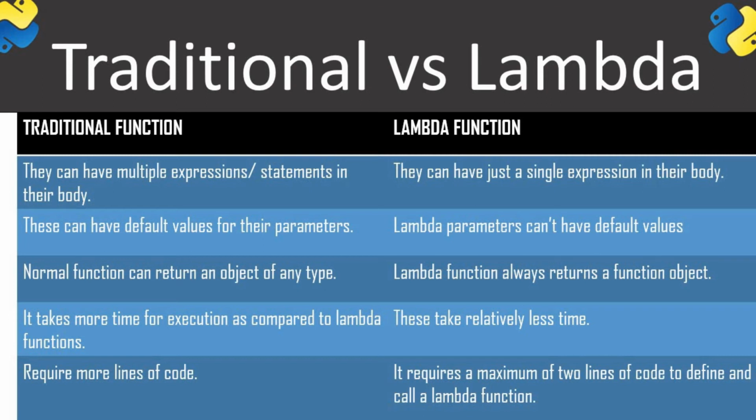A traditional function takes more time for execution as compared to lambda functions, and a lambda function takes relatively less time. A traditional function requires more lines of code, but a lambda function requires a maximum of 2 lines of code to define and call it. So this is the difference between a lambda function and a traditional function.